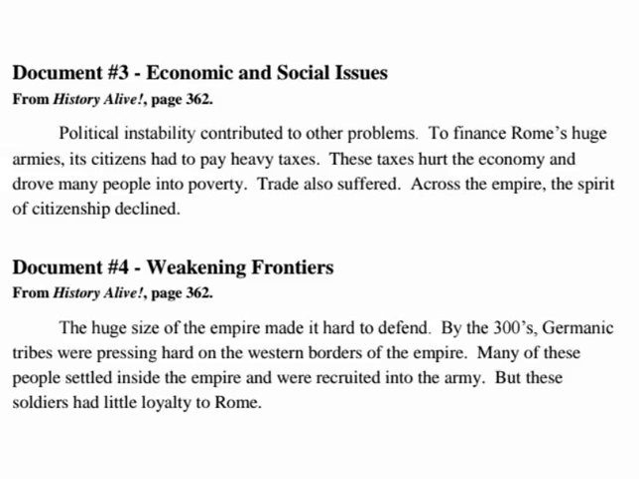Document 4 is about weakening frontiers, and it says, the huge size of the empire made it hard to defend. By the 300s, Germanic tribes were pressing hard on the western borders of the empire. Many of these people settled inside the empire and were recruited into the army, but these soldiers had little loyalty to Rome. Okay, so that paragraph gave me some different ideas about causes.